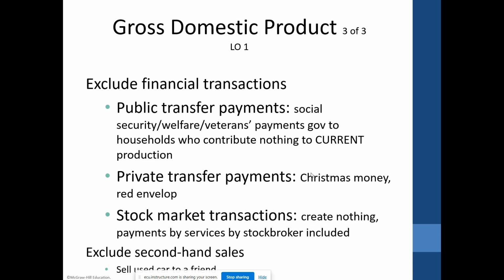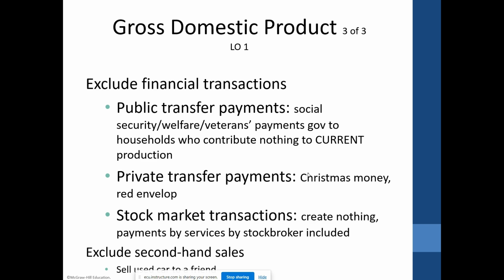Non-production transactions must be excluded from the calculation of current GDP since they have nothing to do with the production of final goods. There are two types: purely financial transactions and second-hand sales. Pure financial transactions include such items as public transfer payments like Social Security, private transfer payments like Christmas gifts, and stock market transactions.